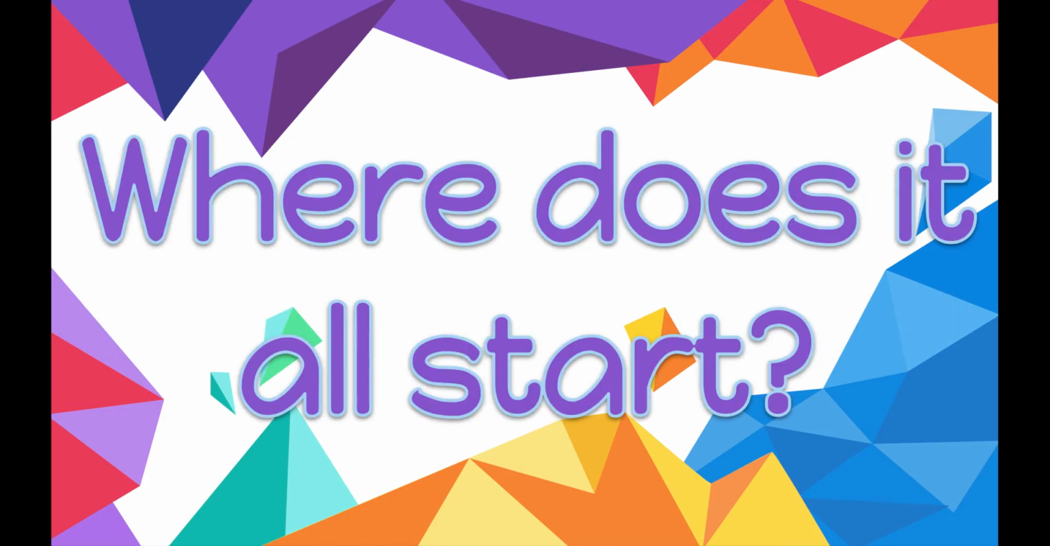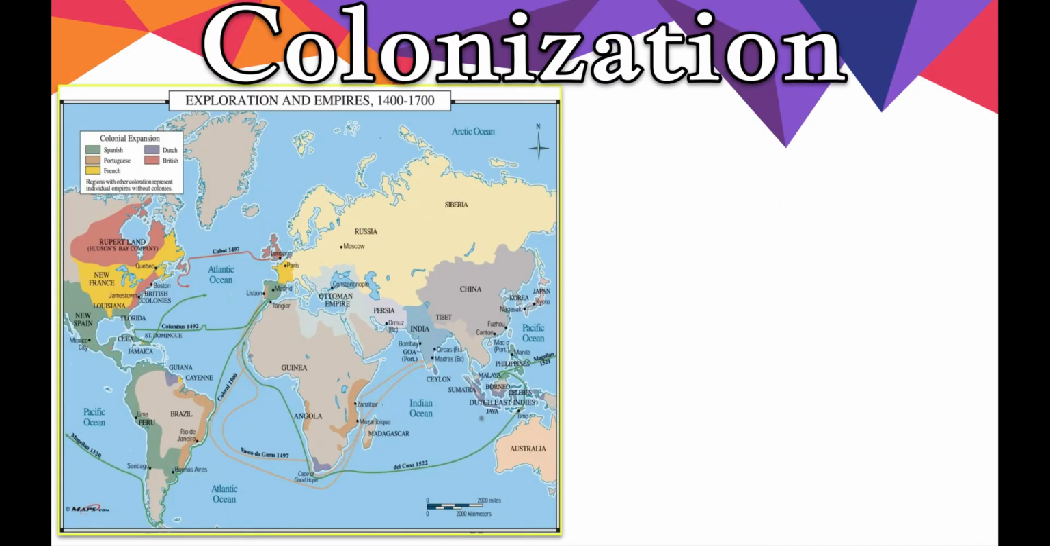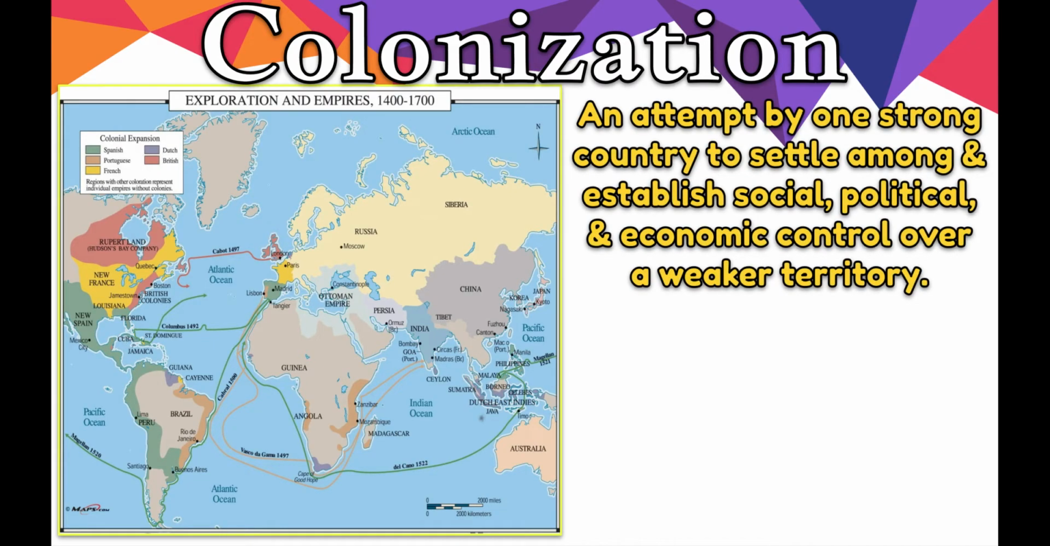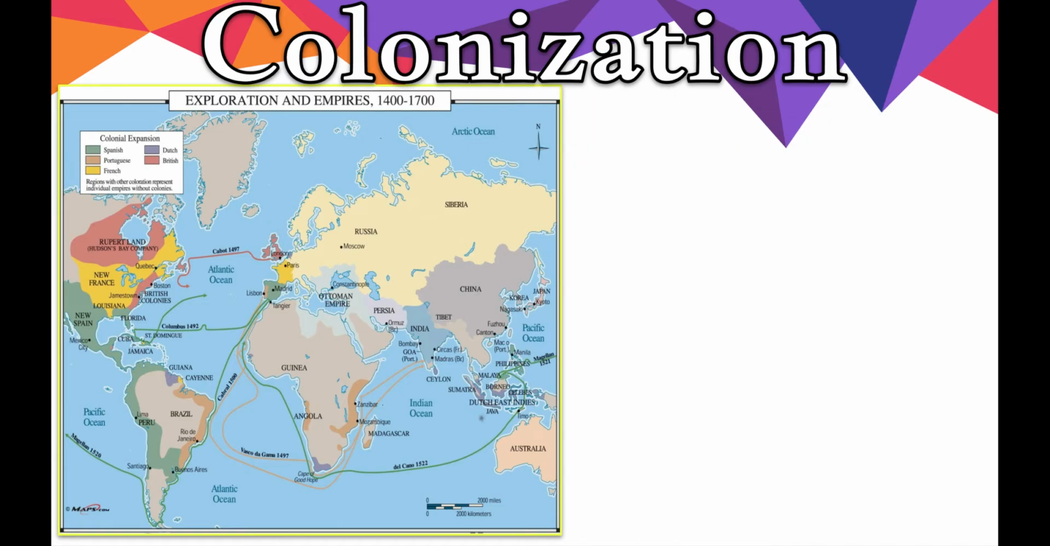All right, so where does it all start? I'm actually really excited because I get to flex a little bit of my history muscles, so I'm sorry if I go on a little too long. Where we need to start is colonization. I've got a beautiful map for you guys. A really good definition of colonization for us to work with is an attempt by a strong country, so think about Great Britain, to settle among, so they're there, they stay, they're living there, and they establish social, political, and economic control over a weaker territory.